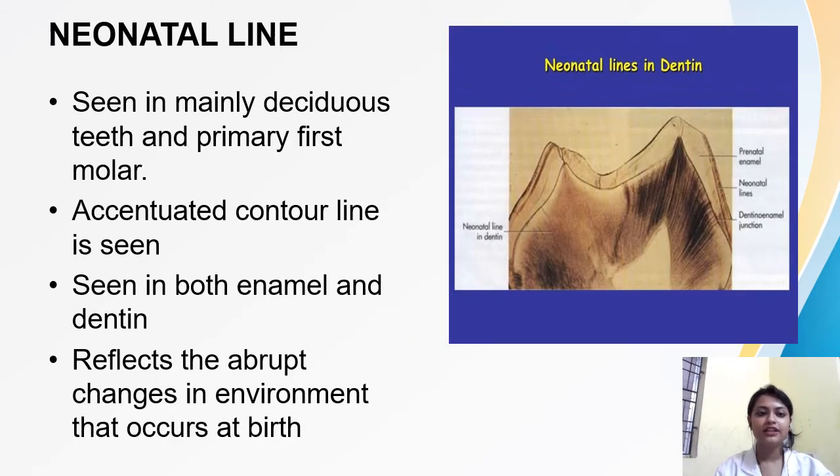Neonatal line. It is seen mainly in the deciduous teeth and the primary first molar. And what is this? An accentuated contour line, seen in both enamel and dentin, reflects the abrupt changes in the environment that occur at birth. The moment of giving birth, the environment totally changes from in utero to outside. That's why this neonatal line is formed, due to the sudden change in the environment.